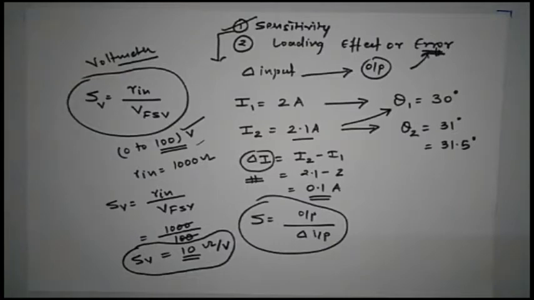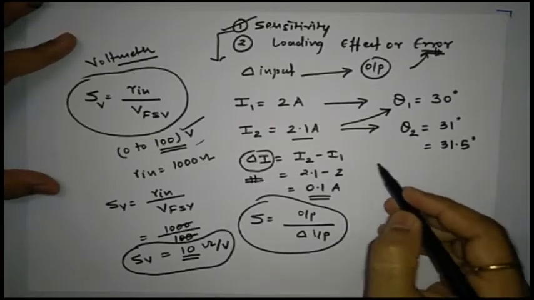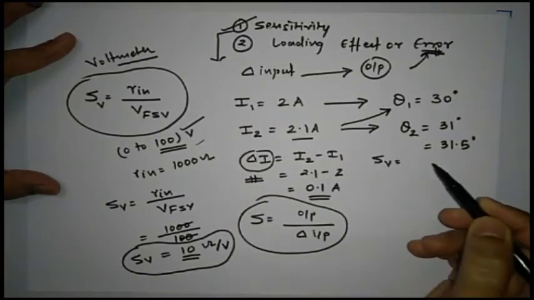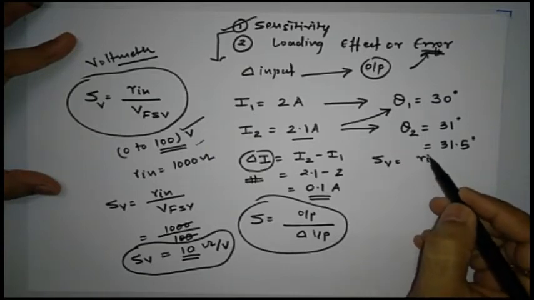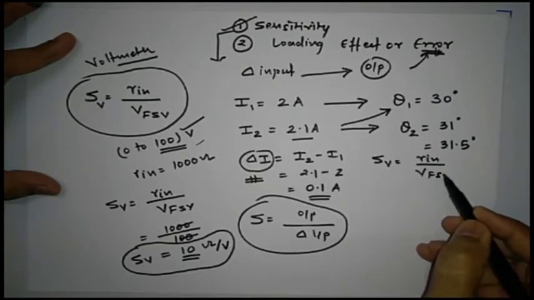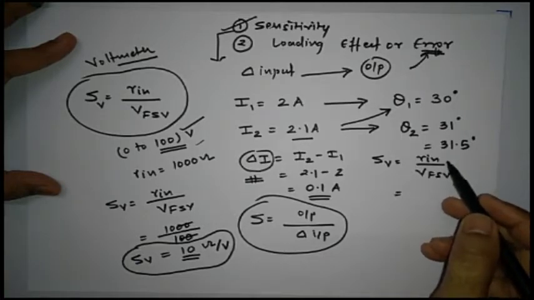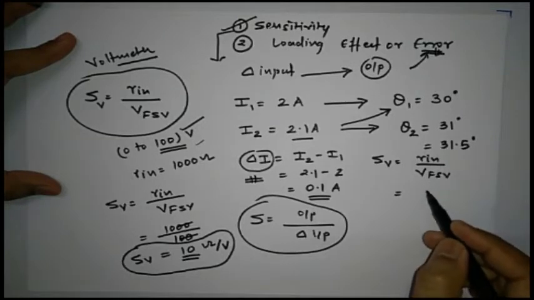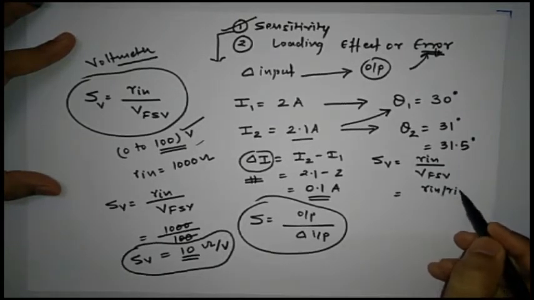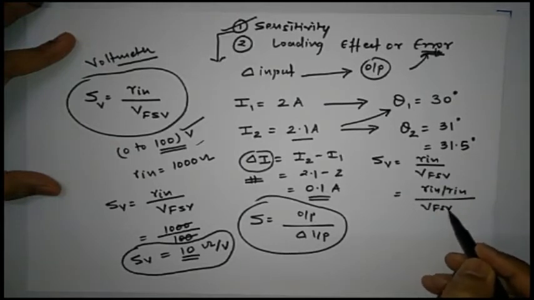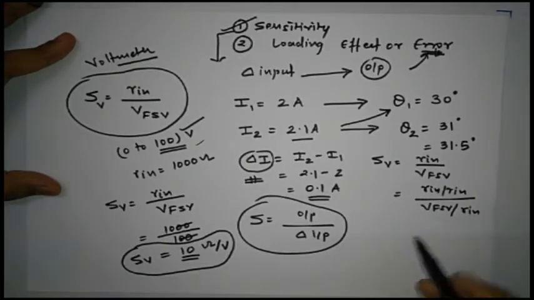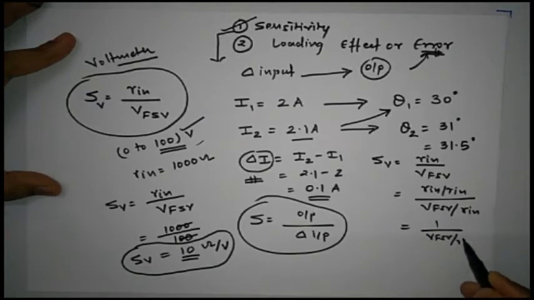In the same way, we can also calculate the sensitivity of an ammeter. For example, we know the sensitivity in case of voltmeter is Rin divided by V full scale value, or you can say full scale deflection. Now suppose we divide numerator and denominator of this equation by Rin, so I can write here Rin divided by Rin whole divided by V full scale value divided by Rin. Now this Rin will get cancelled. Here we are having 1. Now V full scale value divided by Rin.